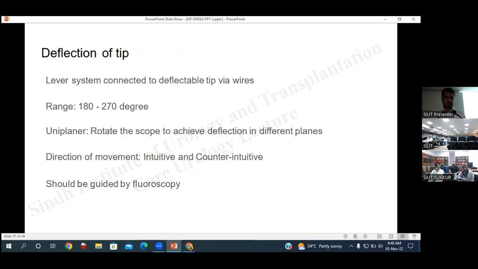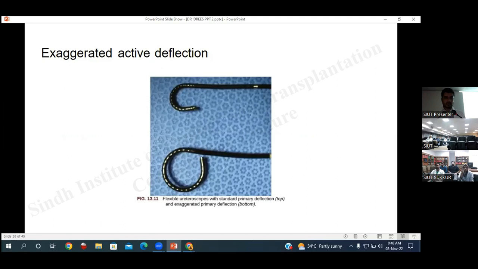Deflection of the tip, in which there is a lever system connected to the deflection tip by wires, and the deflection is from 180 to 270 degrees. It is uniplanar. Rotate the scope to achieve the deflection in a different plane. Direction of the movement is intuitive and counterintuitive. Should be guided by fluoroscopy. And this is an exaggerated active deflection of a flexible ureteroscope.